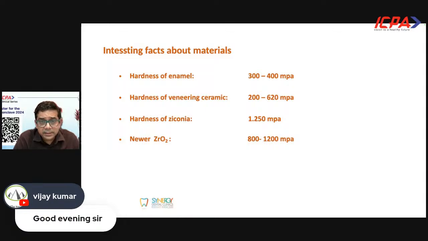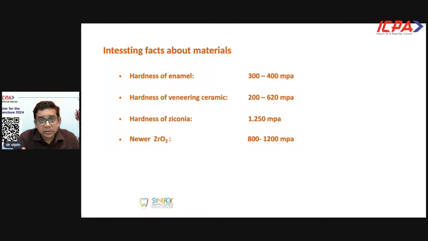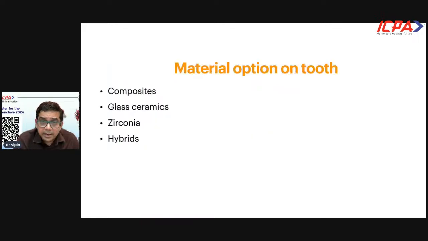But do you want such type of material when the hardness of your enamel, that is of the opposite teeth, is 300 to 400 MPa? No, it is going to wear off the opposite tooth. Right? You need something which is close to the enamel. You have to mimic nature when you are giving prosthesis. So they started working on it. They started reducing the hardness of the material by doing few things which I'll talk later in this presentation. And the newer zirconia had a lesser MPa, that is 800 to 1200 MPa.